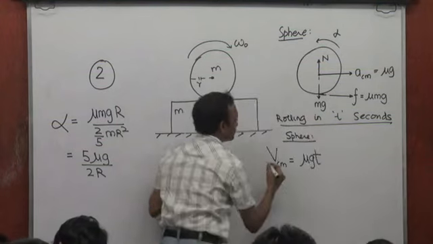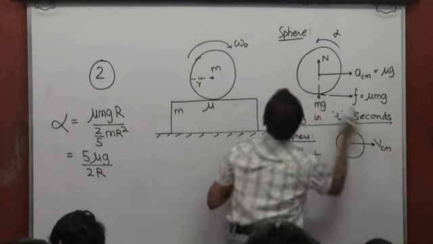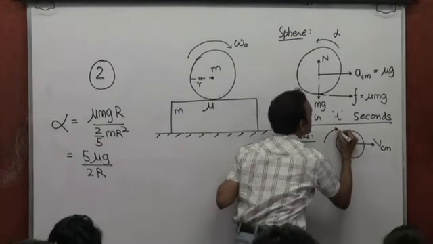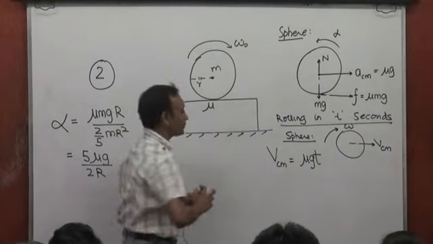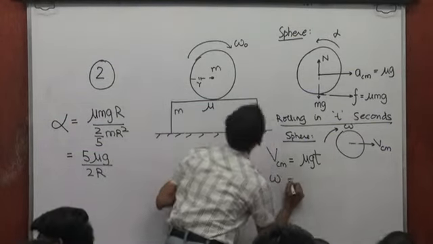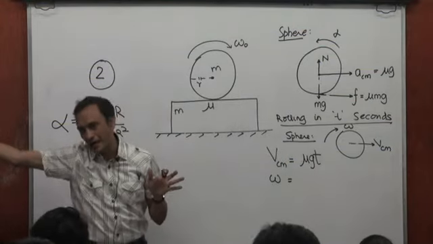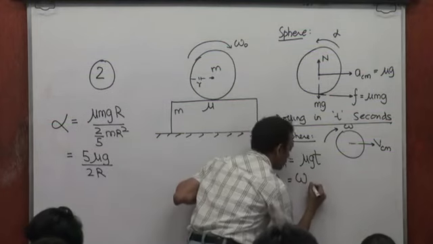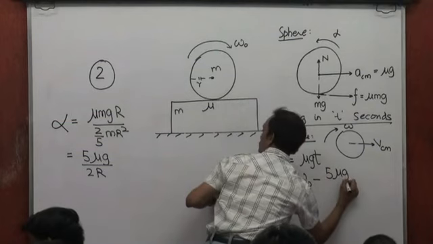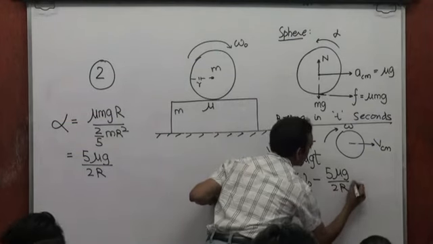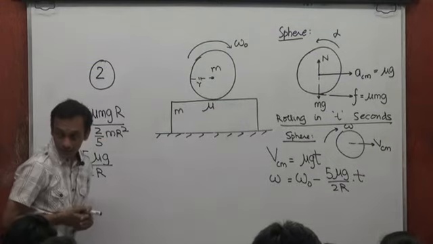There is a VCM like this, and instead of omega naught, the angular velocity becomes omega t seconds later. So omega is going to be the initial omega, which is omega naught, minus alpha t. Omega would be omega naught minus alpha t, where alpha is 5 mu g by 2r, into t. VCM is mu g t, and omega is this, right?